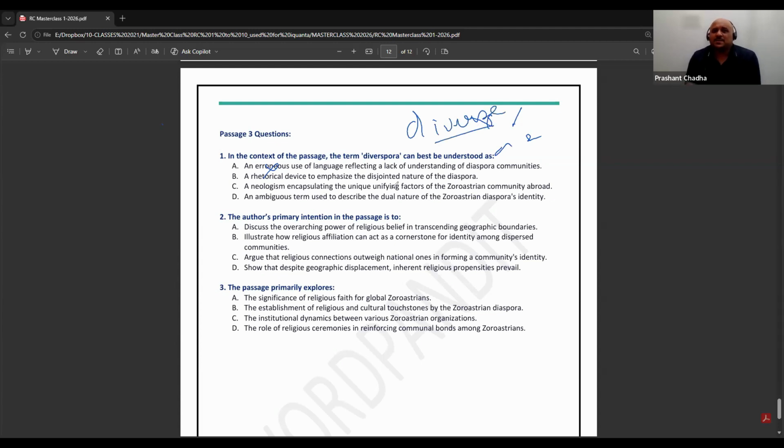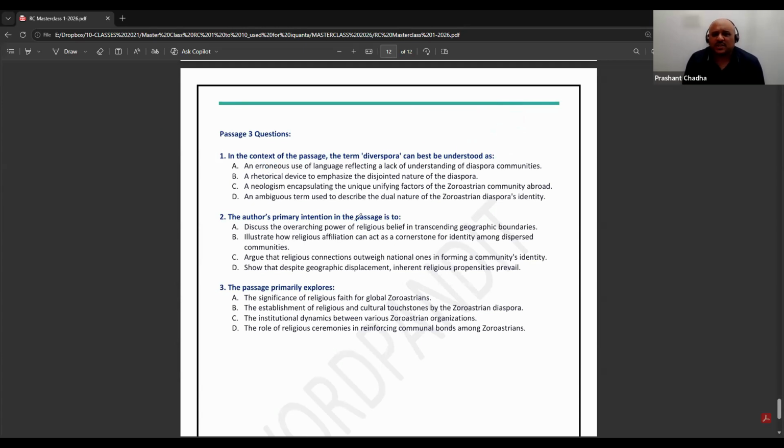A neologism encapsulating the unifying factors of the Zoroastrian community abroad. So this is a neologism. This diaspora, they are in different places, but their neologism is capturing their unique identity. That is why she's used it in the passage. Is it an ambiguous term? Ambiguous would mean she's unclear about the term, but the author has created this term. Diverspora is not a term that exists. So she's creating it, right?